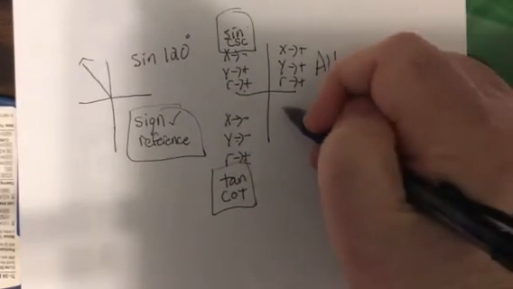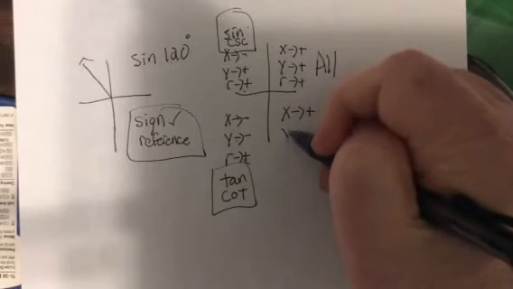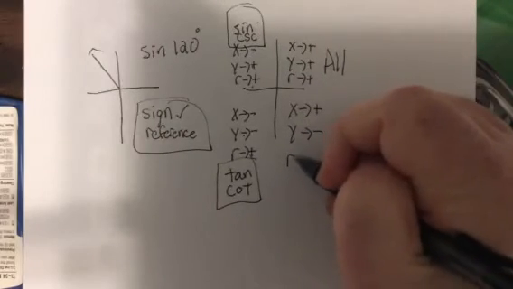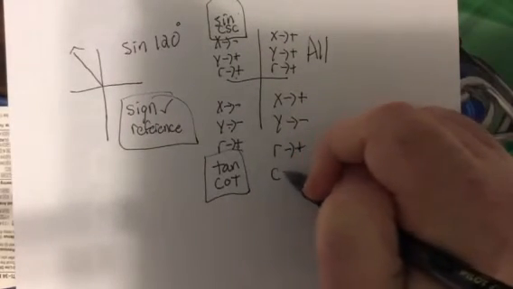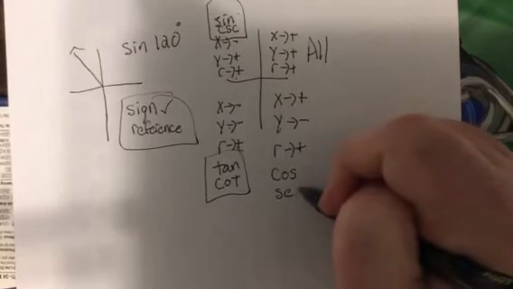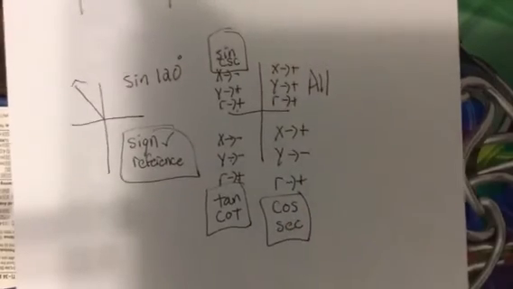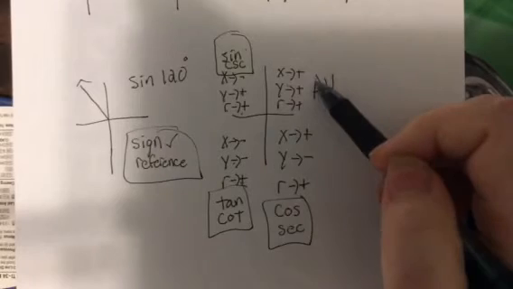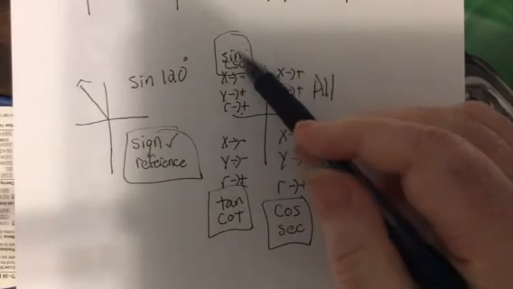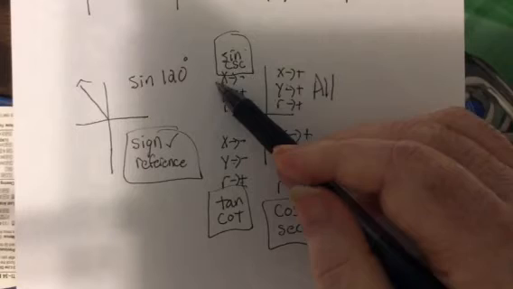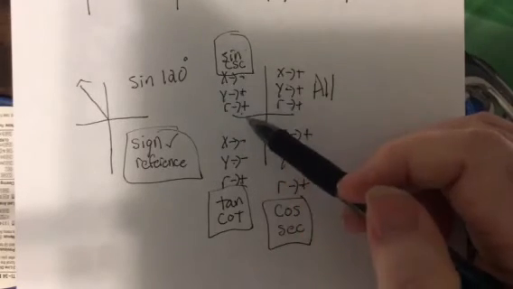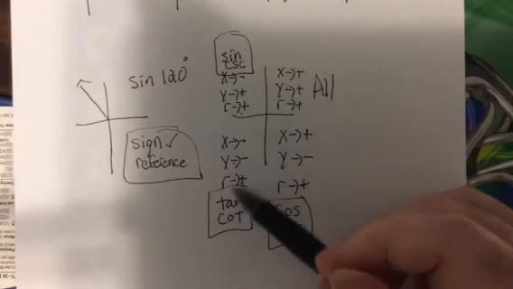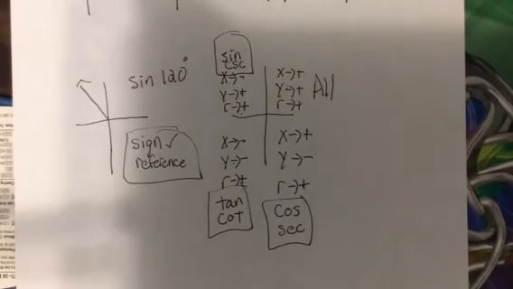And then in the last one, x is positive, y is negative, and r is always positive. So what's positive? What has x and r? That would be cosine and its reciprocal secant. So in the first quadrant, all of them are positive, always. In the second quadrant, sine and cosecant are positive. Cosine, tangent, secant, and cotangent are negative because x is negative. Tangent and cotangent are positive in the third. So if your angle's in the third quadrant and it's tangent, it's going to be positive.